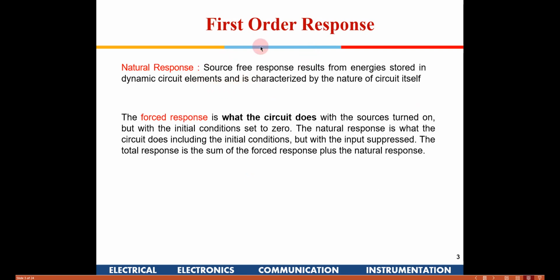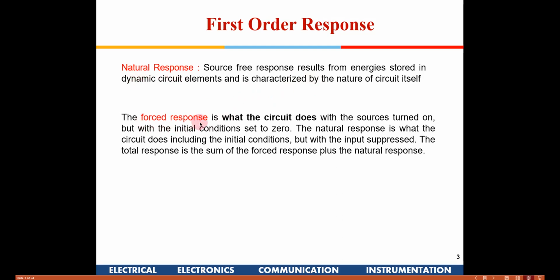There are two kinds of response of a first order circuit. The first one is known as natural response. What does natural response mean? When there is no source, the response of the circuit is based on the energy stored in the energy storing device. It could be an inductor or a capacitor, and there is no additional voltage source or current source. Whatever the response of the circuit is, we call it a natural response.